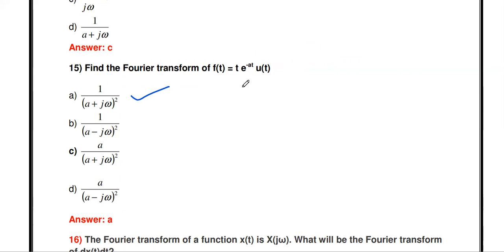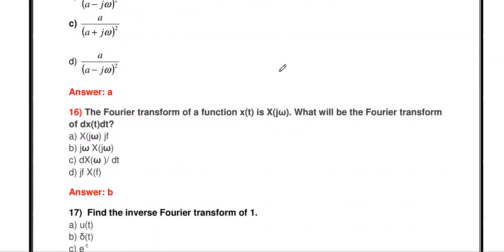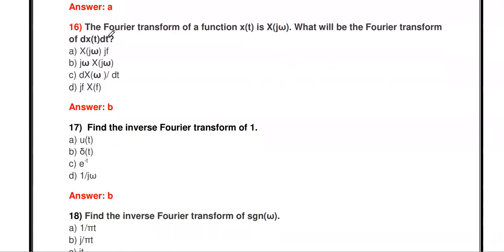Okay, this is the Fourier transform answer for t into e power minus at u of t. Okay, then the next one: the Fourier transform of function x of t is X of j omega. Then what will be the Fourier transform of dx of t divided by dt? This is the differentiation property. If one signal x of t has the Fourier transform X of j omega, what will be the Fourier transform of dx of t divided by dt?